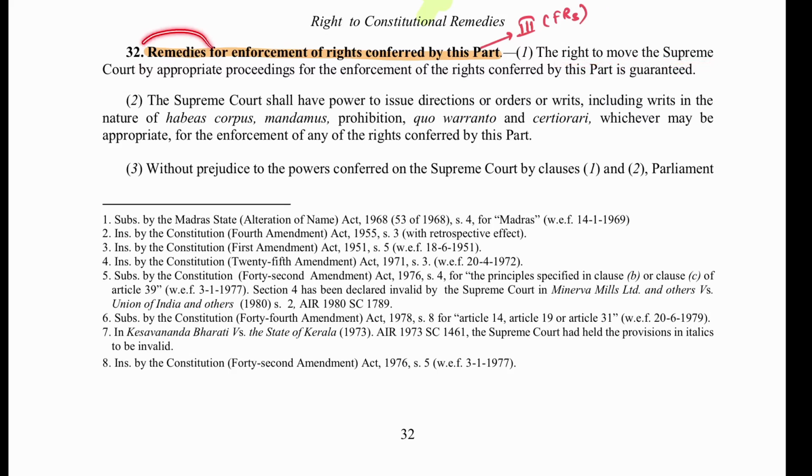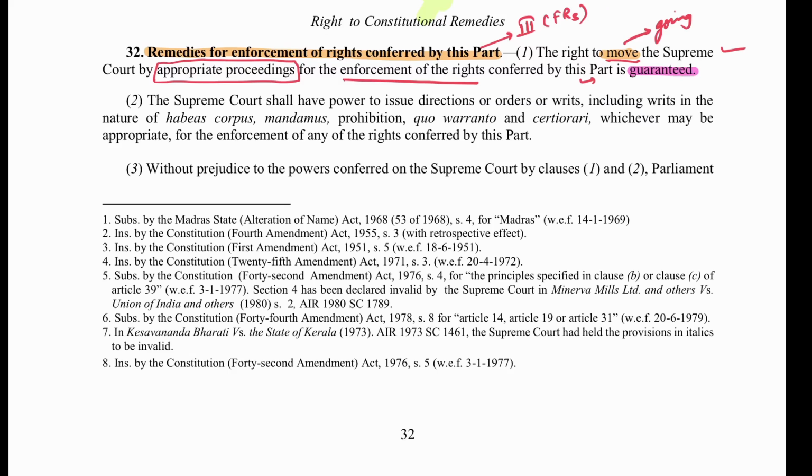So firstly, in the remedy, how you are getting the remedy to get the right enforced is that you can directly go to the Supreme Court. Move means going to the Supreme Court. Okay, so you are getting the right to move the Supreme Court by appropriate proceedings. Definitely it's not that you will someday just randomly go to the court. It means appropriate proceedings, but you can directly go to the Supreme Court for the enforcement of the rights conferred by this part. And this is a guarantee.